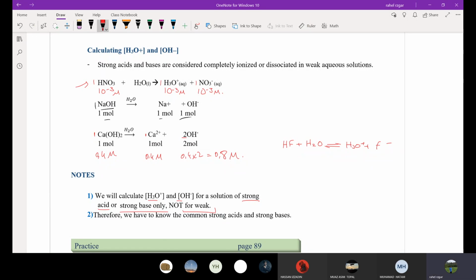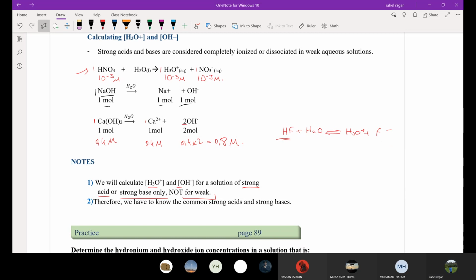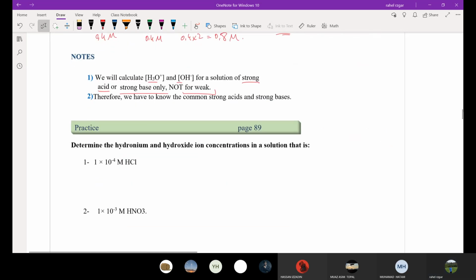But HF is a weak acid. We don't know how much of the weak acid will become ion and how much will remain as HF. That's why we'll leave that one. We have to do it in another way. So we don't do calculations like this one. That's why all the calculations here are for strong acids and strong bases. Okay? Like this one.